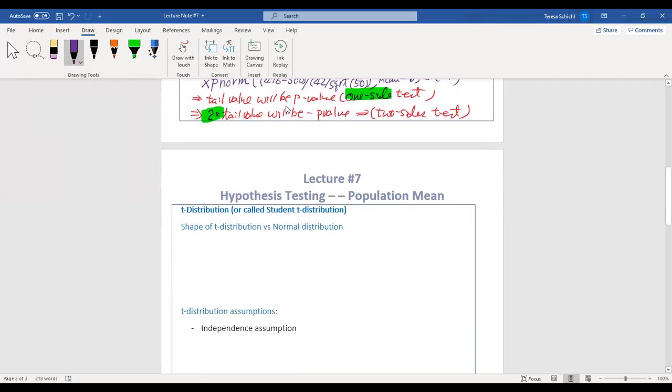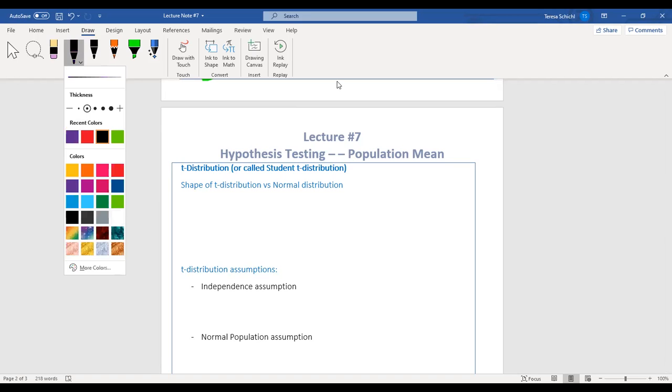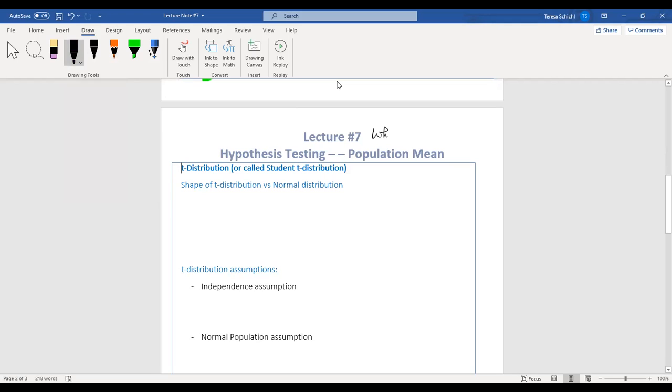We finished, so I think we'll cover all the z-test. Okay, the t distributions here. So if you can still remember, what is the t distribution? The t distribution is when the population sigma is unknown, correct? So it's not given.